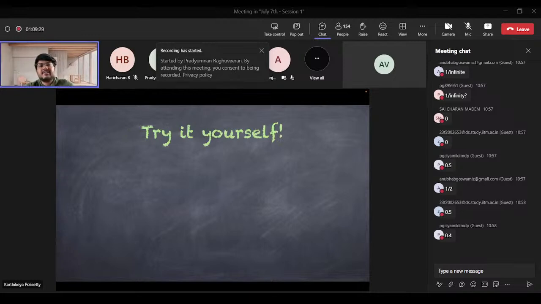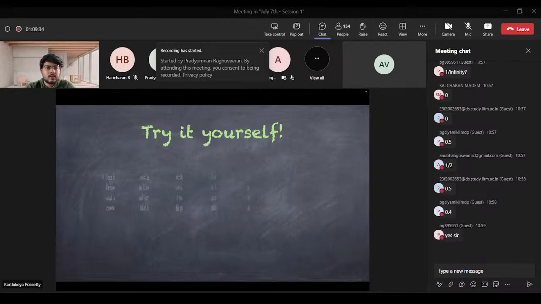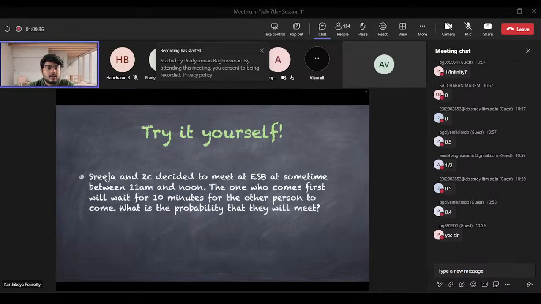Here is a fun problem. You can try it yourself. Srija and 2C decided to meet at ESB at some time between 11 a.m. and 12 p.m. The one who comes first will wait for at most 10 minutes for the other person to come. What is the probability that they will meet?